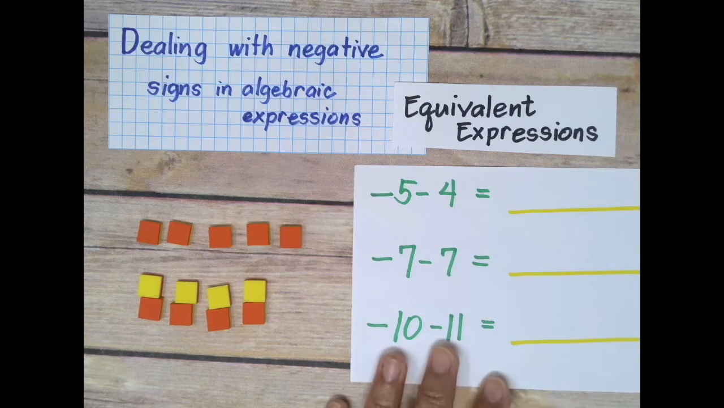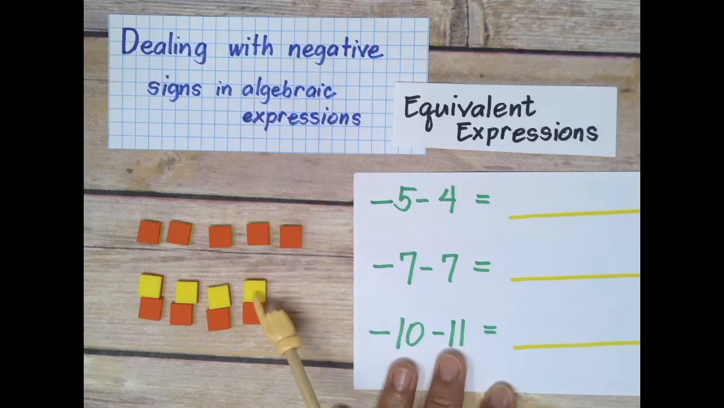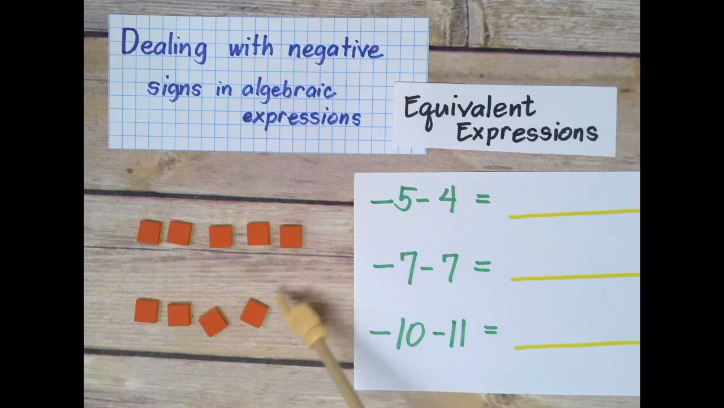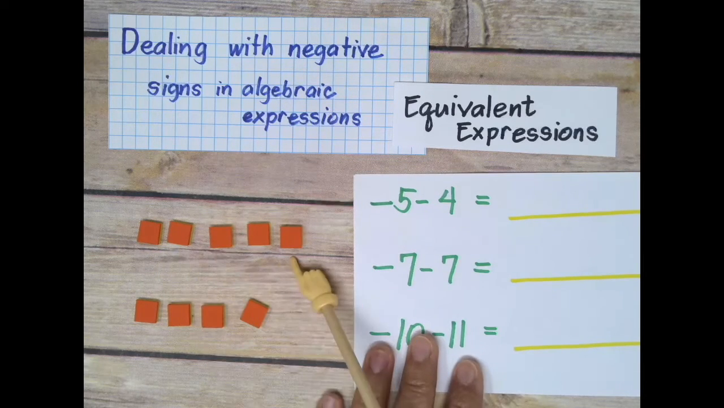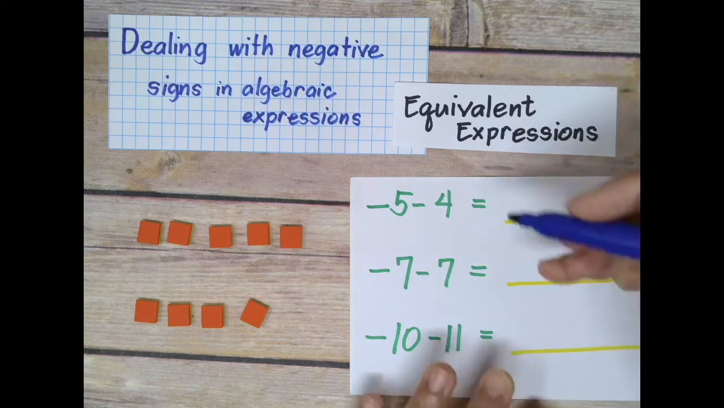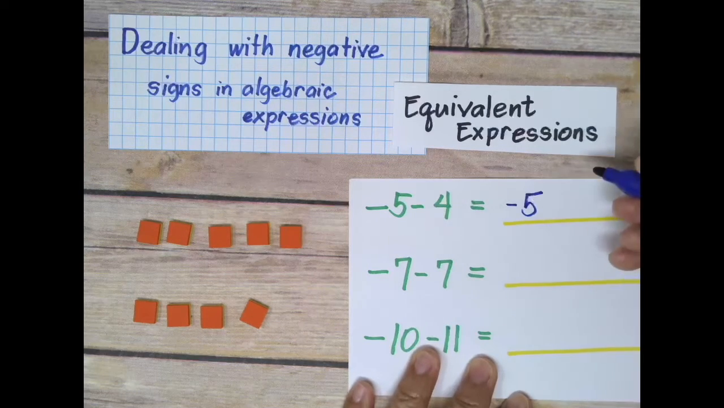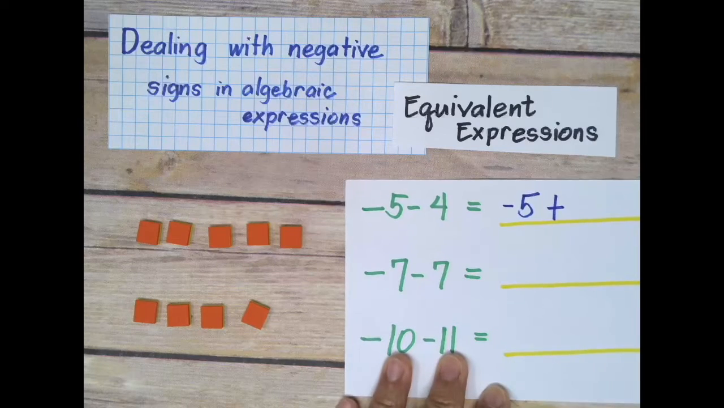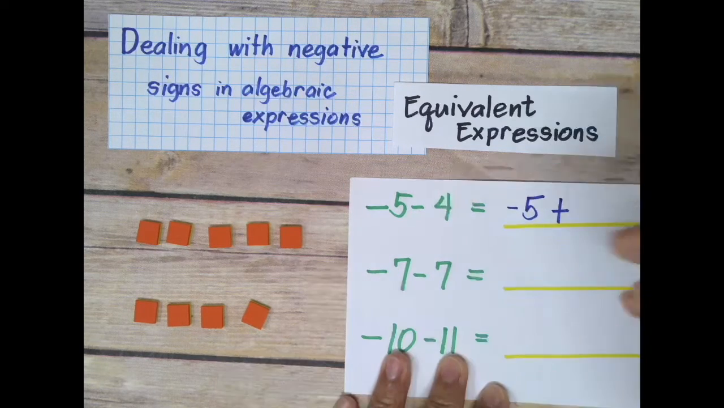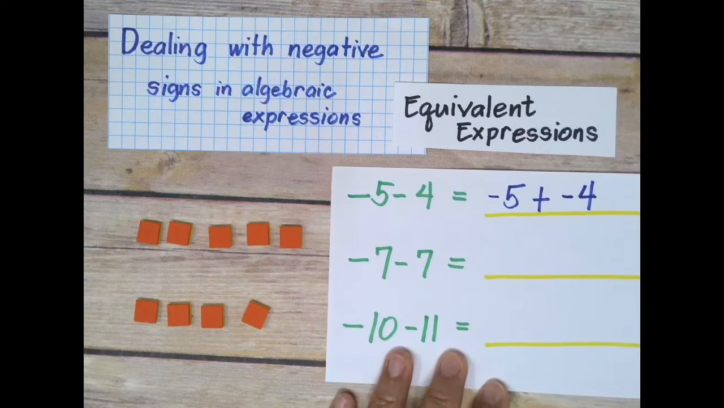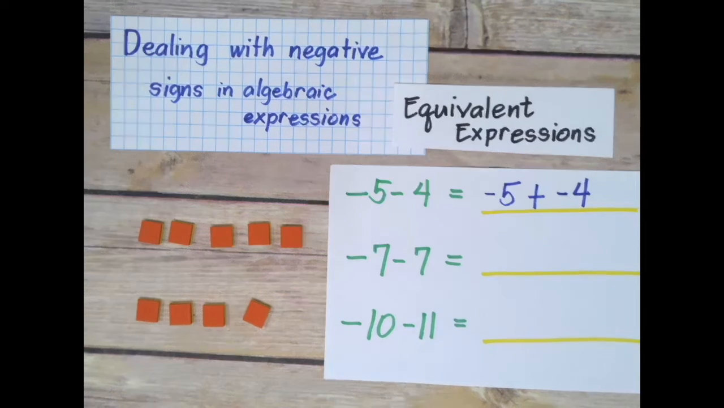Okay, so we have the 4 pairs. So we can now take away the positive 4. That leaves 2 rows of squares. All of them are orange. So the first row has 5 orange squares, and that represents negative 5. And then plus the second set, we have 4 orange squares that represent negative 4. So negative 5 minus 4 is equivalent to negative 5 plus negative 4.